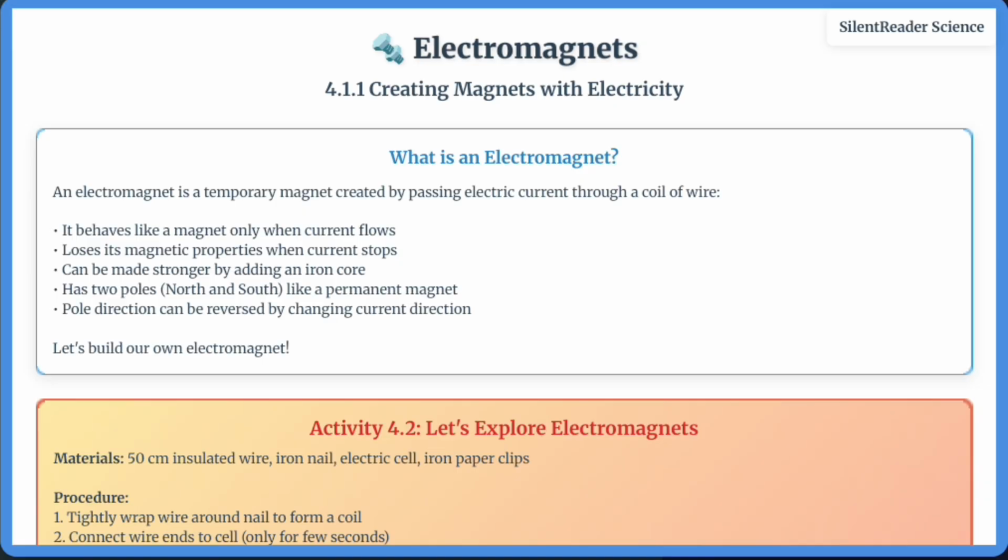Electromagnets have two poles just like permanent magnets, and we can reverse the poles by changing the direction of current flow. The strength of an electromagnet can be increased by using more cells or more coil turns.